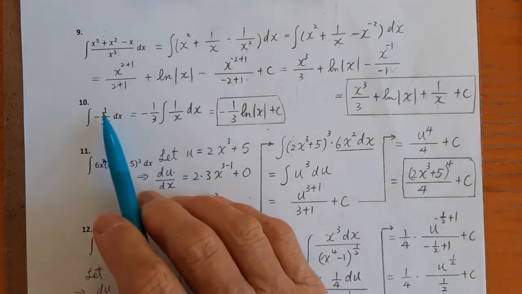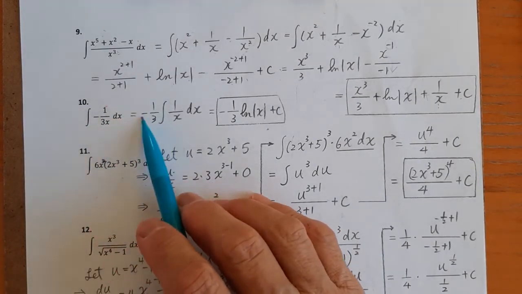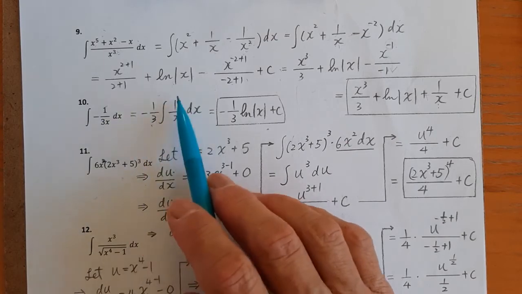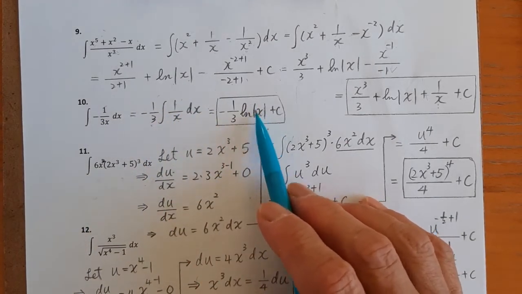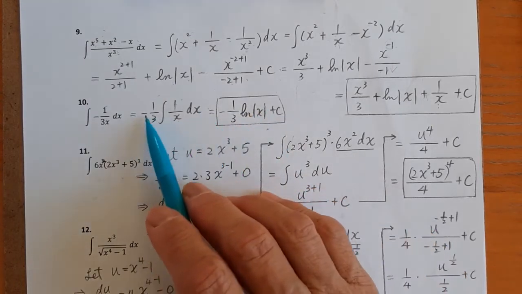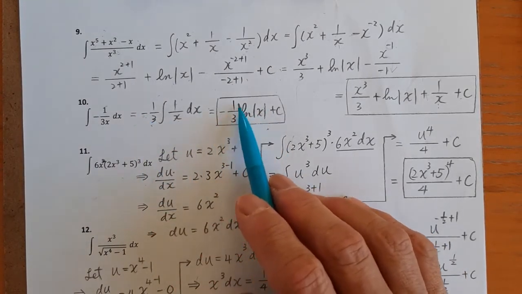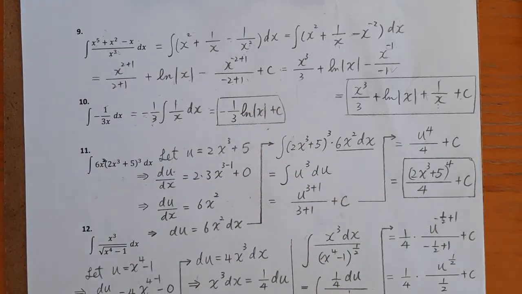And this one, negative 1 over x, you can factor out. And then integral 1 over x dx. And the integral of 1 over x is ln absolute value x times the scalar, negative 1/3, and plus c.